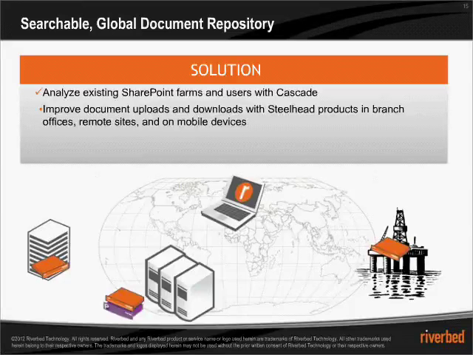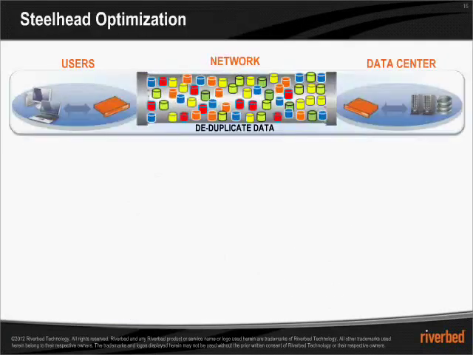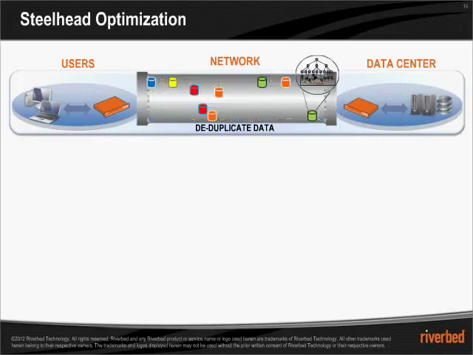WAN optimization does this in a couple of different ways, and I'll give you a quick view here of some of the techniques it's deploying into the environment that really help. First of all is to look at the nature of the traffic between that end user and the data center, and to understand how much of that traffic is actually redundant. If you're accessing a file, maybe other people in your location have accessed that same file. If we're making a change to the file and bringing it back, how much of that has actually changed?